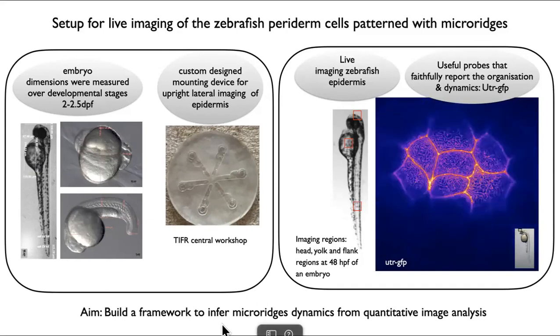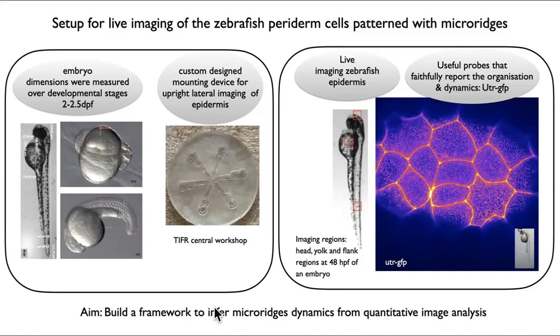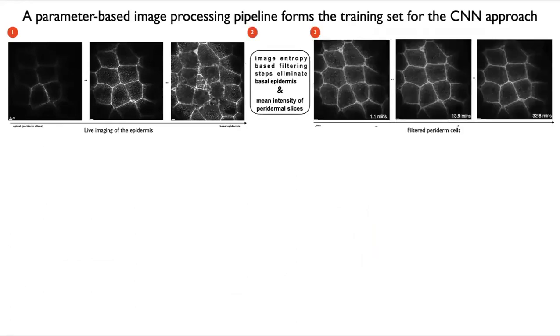With this setup, we wanted to build a framework to infer microridge dynamics using quantitative image analysis. I will walk you through the custom-built image processing pipeline step by step. Firstly, we made 3D time-lapse movies by live imaging the epidermis from apical to basal in the Z direction. The image entropy-based filtering steps eliminated the basal epidermis. The mean intensity of periderm cells patterned with microridges was stored as 2D time-lapse image sequences.